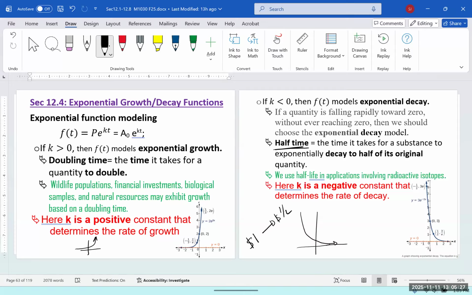The isotope thingy, bacterial growth is the growth function. Isotope life or platinum life, some type of chemical life, those are mostly decay. So half-life is an application involving radioactive isotopes.